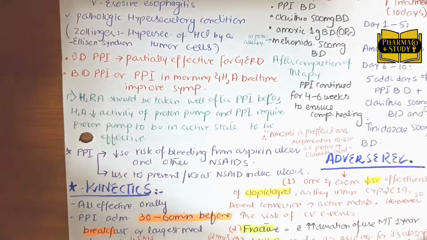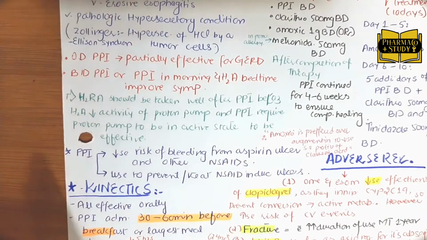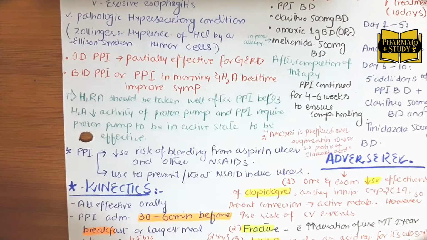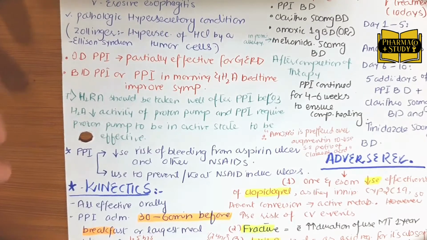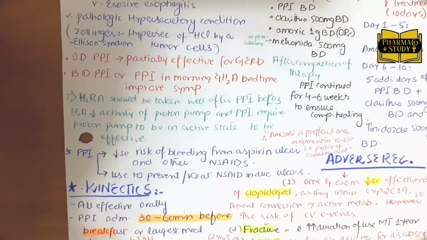So this is a very important clinical point of view. When you are going to give both of these drugs, there should be a gap of more than 10 to 12 hours, or rather you should prefer to take the proton pump inhibitor in the morning and H2 receptor antagonist at the bedtime. Okay, so I hope it is clear to you.